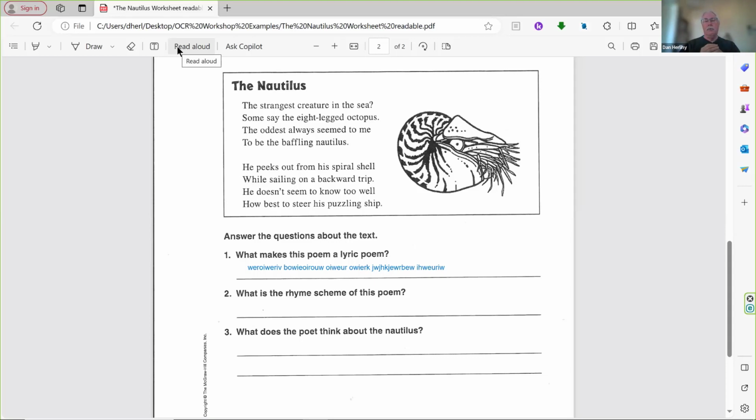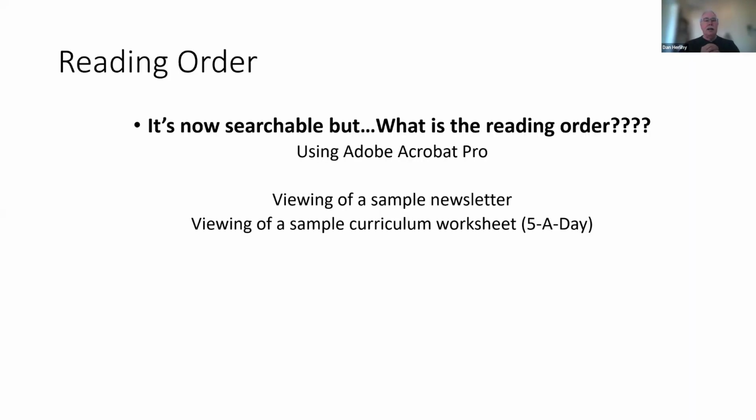I'm going to show you what you choose is what works for you. I wouldn't say this is the best and this is the one you want to use over the other. This is what's here, what works in your district. We got it reading in a searchable. We use that Acrobat Pro, but what about that reading order?